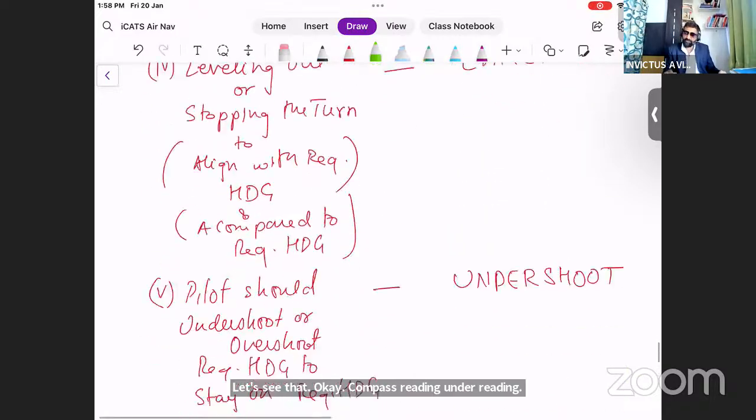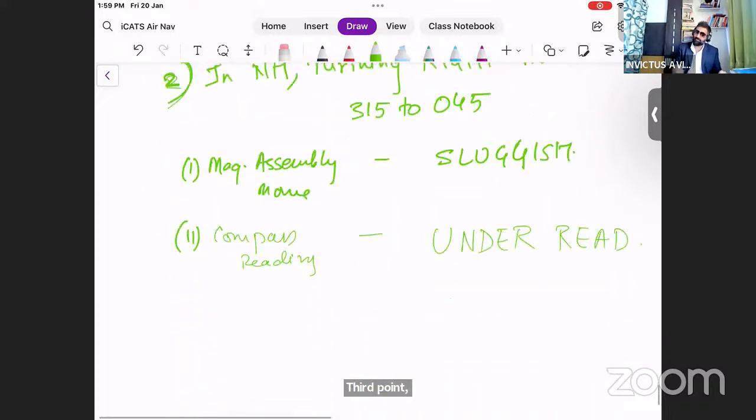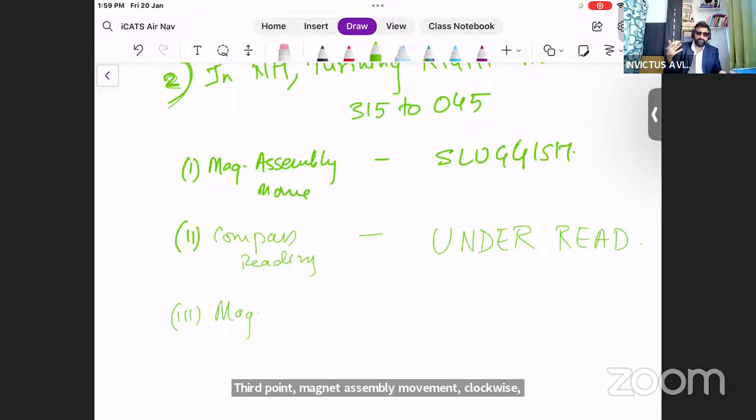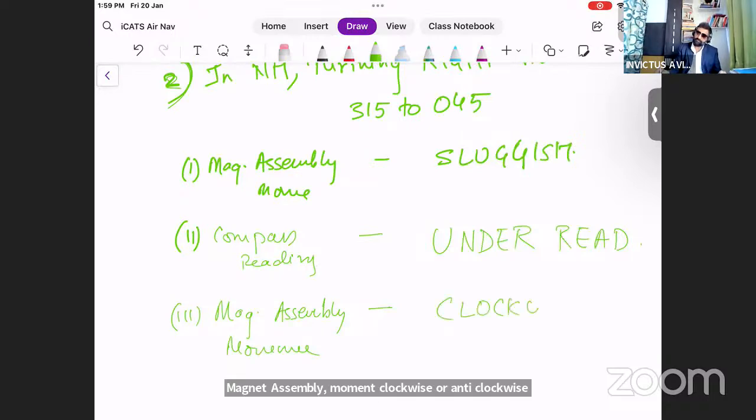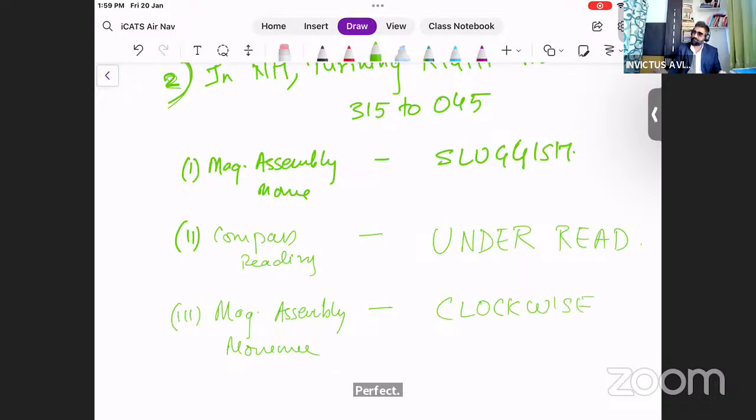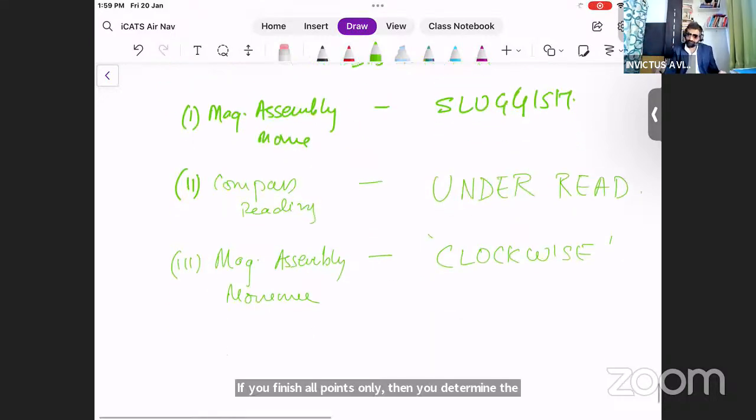Third point, magnet assembly movement, clockwise, anti-clockwise. Any guesses here? You can give me the answer verbally. Magnet assembly movement, clockwise or anti-clockwise? Clockwise. Clockwise, sir. Good guess. Very good. So clockwise will go ahead with underread, anti-clockwise with overread is one thing that we are seeing everywhere. If we finish all points, only then you determine the conclusion, okay?